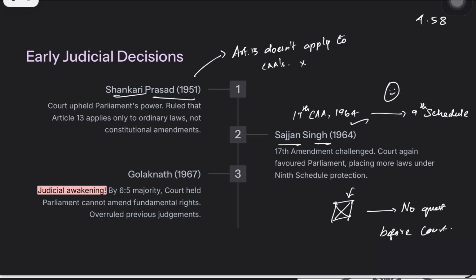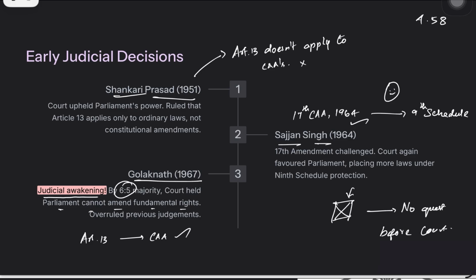In Golaknath vs. State of Punjab 1967, the court, by a 6-5 majority, gave a judgment. The court has held that Parliament cannot touch fundamental rights under its amending power, as Article 13 applies even in cases of amendments as well, when the Parliament does it under Article 368. Now, this judgment has overruled both the Shankari Prasad and Sajjan Singh cases.